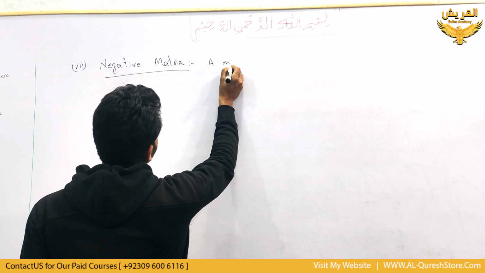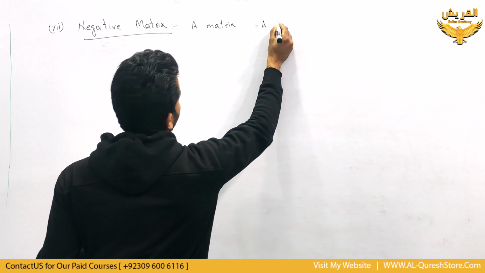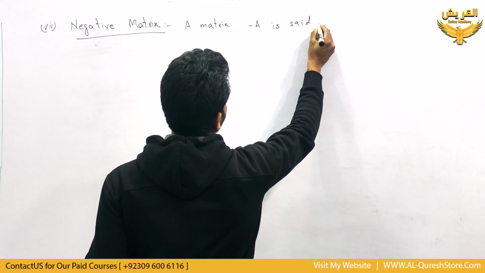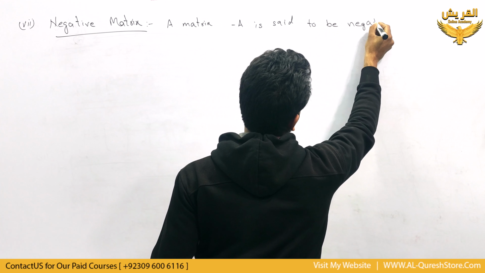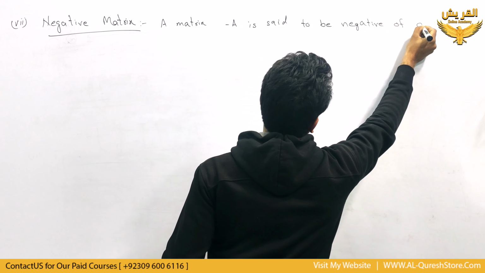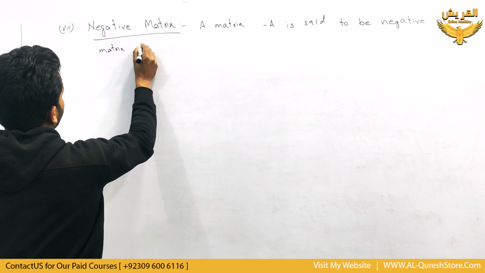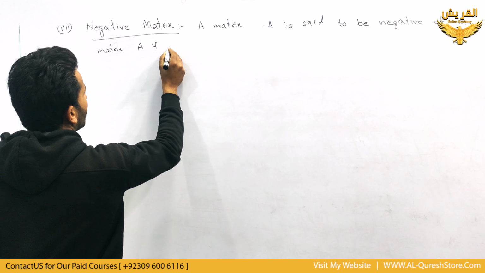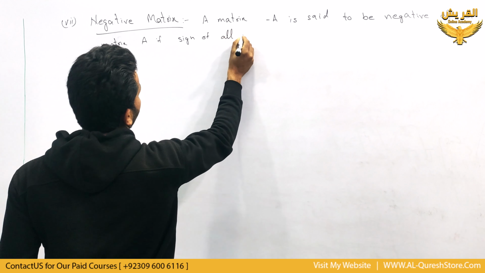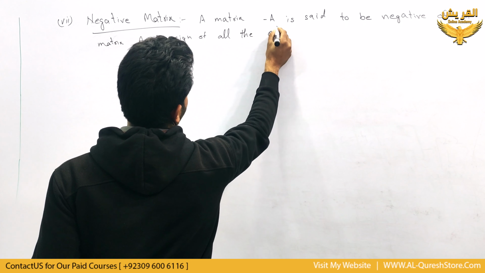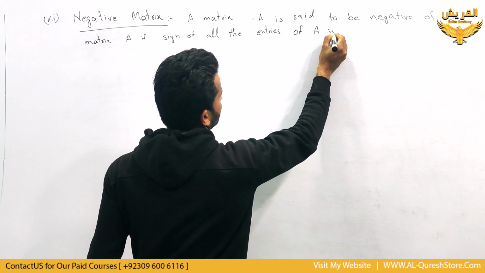A matrix minus A is said to be the negative of a matrix A if the sign of all the entries of A is changed.